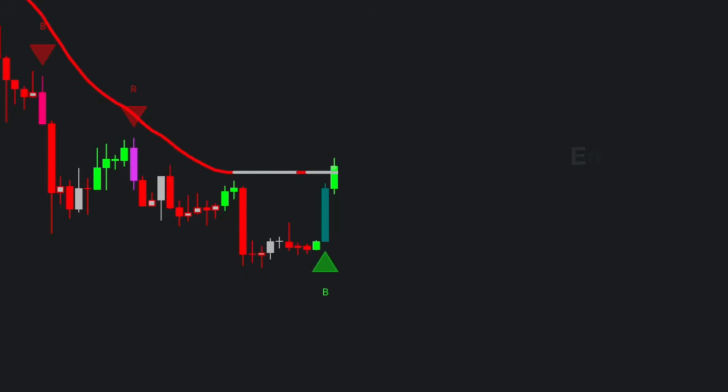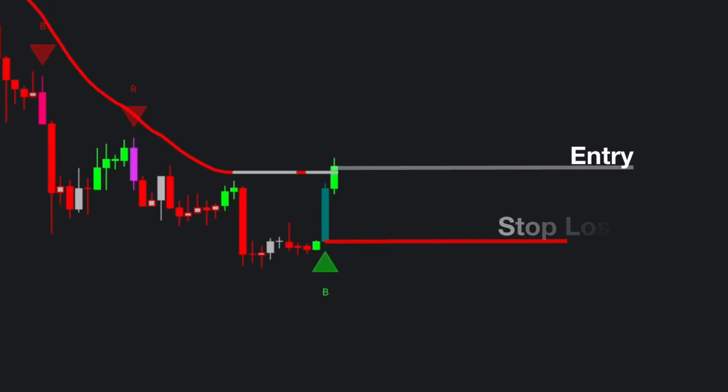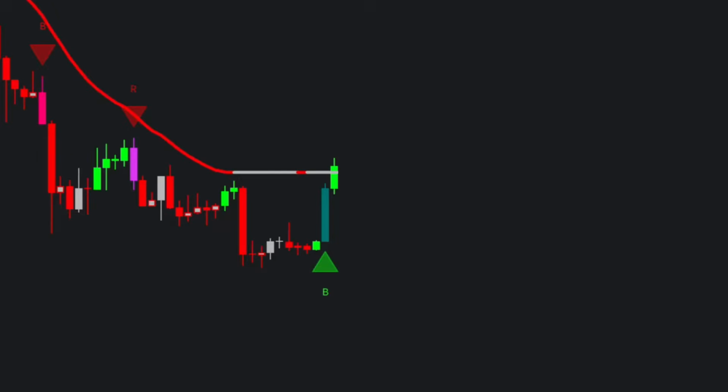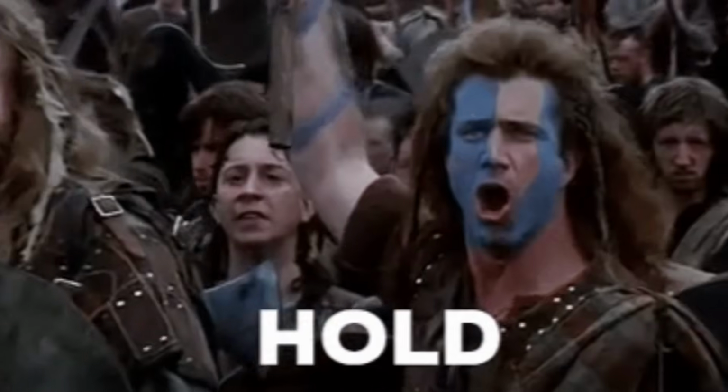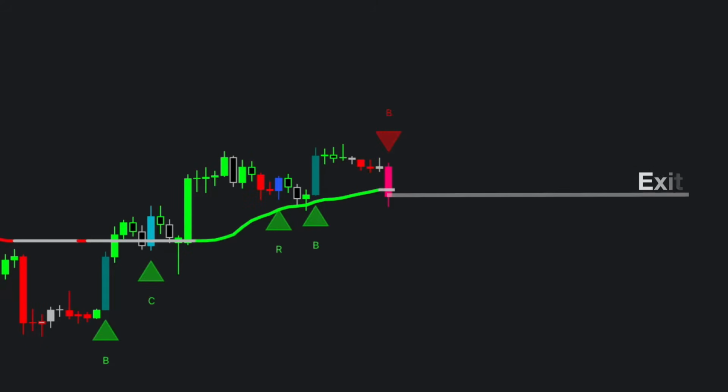So this is the point where we enter a long position and place our stop loss below the signal bar's low. Now you can use the dynamic trend as your stop loss, and as long as the dynamic trend stays green, you can stay in your position. Alternatively, you can exit your position when a bearish signal bar gets confirmed and then just re-enter on the next bullish signal bar.